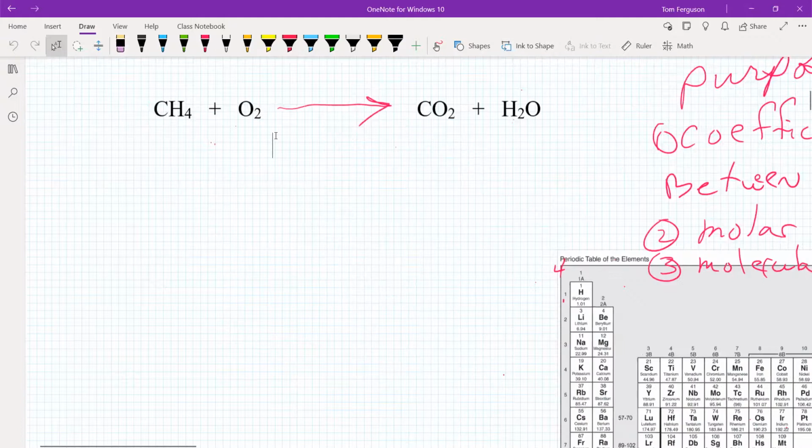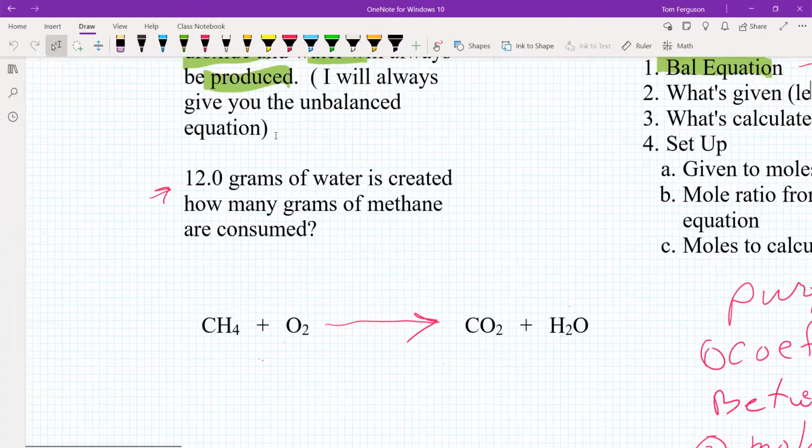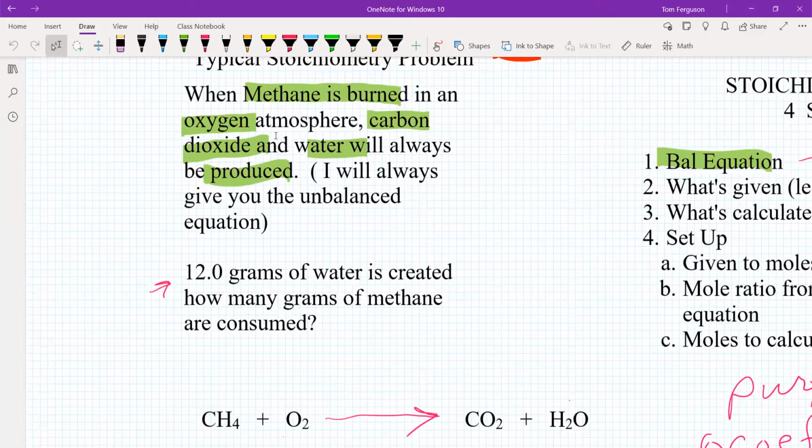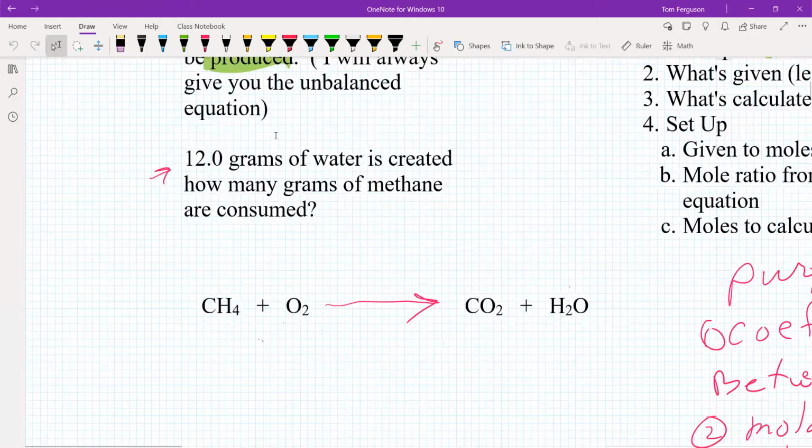Okay, so let's go back to our burning methane. We got methane coming out of the wall on our fancy stove, our Viking $5,000 stove, and we burn that, and all of a sudden we produce 12 grams of water. We captured it, very fancy way we captured it. How many grams of methane did we consume to make 12 grams of water? Okay, so step number one: is there a chemical reaction going on? If the answer is yes, then we have to write the chemical equation.